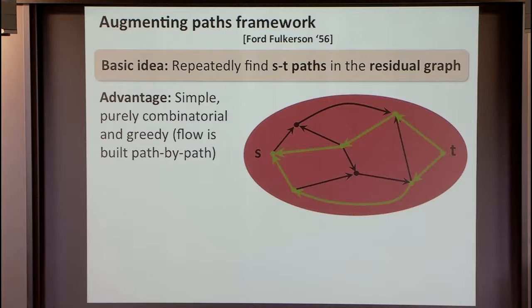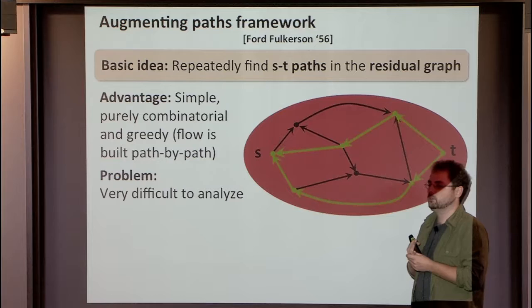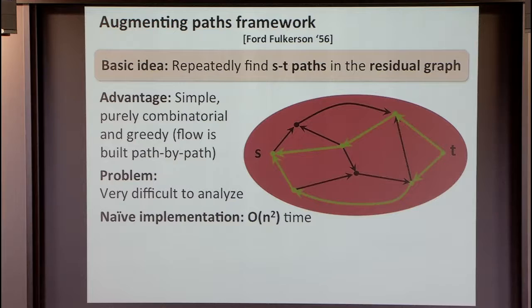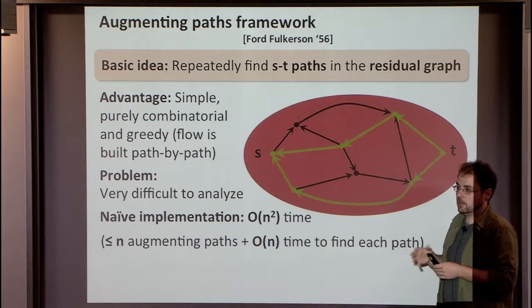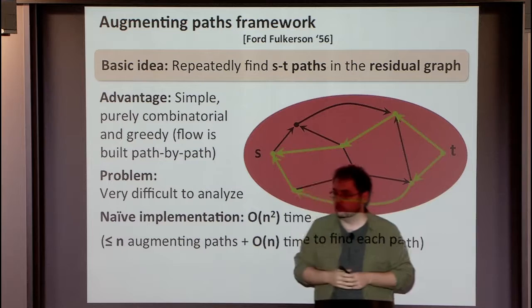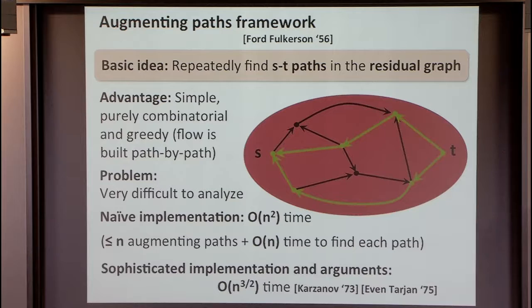Okay, but of course, there are some problems, and one of the key problems is that it's very difficult to analyze this kind of algorithm. In particular, it's quite easy to see that this algorithm for the unit capacity case gives an n squared algorithm. All you have to notice is that finding each path takes roughly O of n time, and the value of max flow can be at most n, so you just need to find at most n augmenting paths, so this gives you n squared.